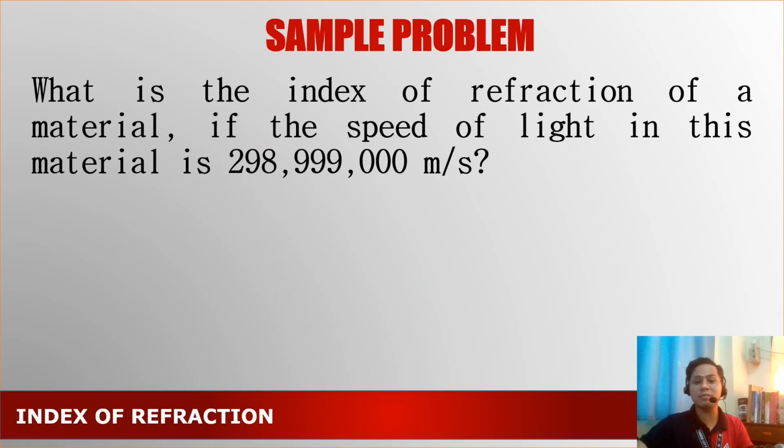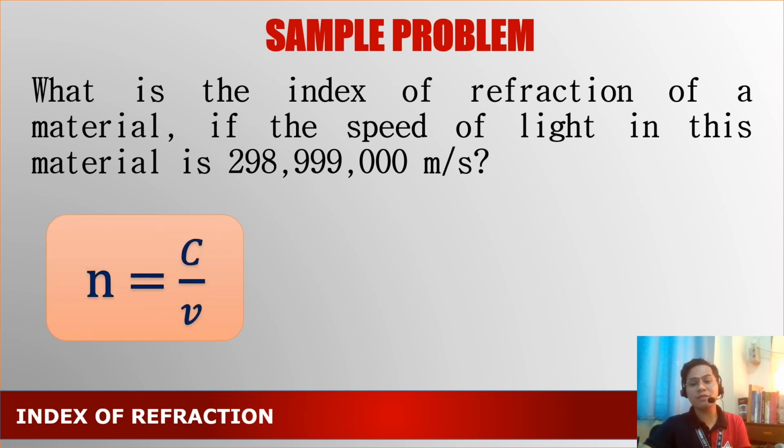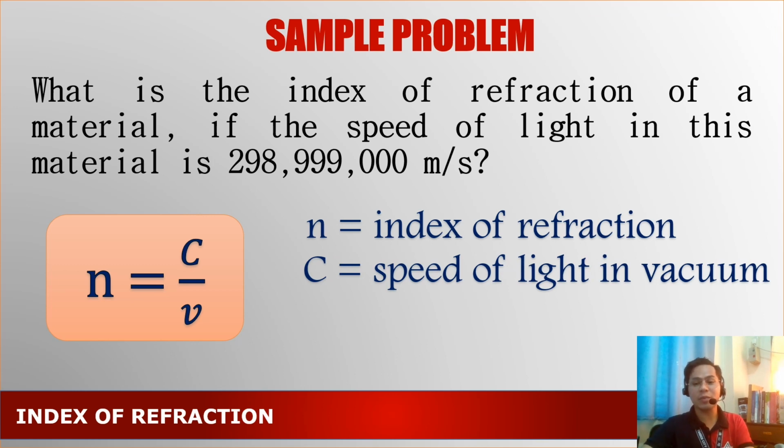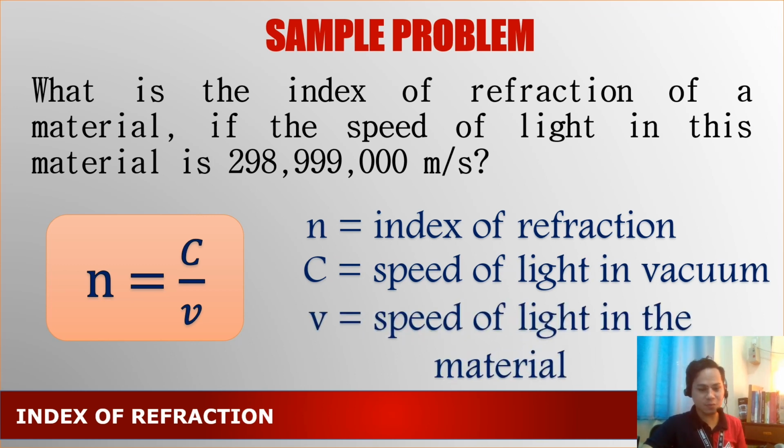We had the sample problem last time, so you can answer this, no? Kay para kuan ninyo, review po ninyo inyong self. So I will read it to you. What is the index of refraction of a material if the speed of light in this material is 298,999,000 meters per second? So we have the formula n is equal to C over V, which is n is the index of refraction, and the C is the speed of light in vacuum, and the V is the speed of light in that material. So if we're going to solve it, no, ang gipangita nato actually is the index of refraction. So I want you to solve it on your own para review pud mo.